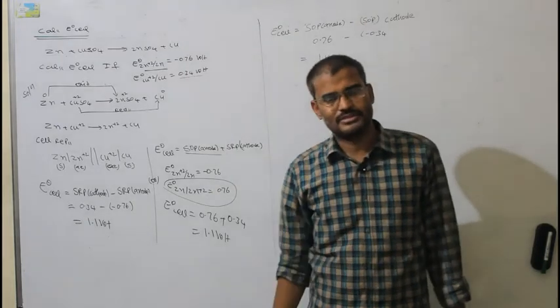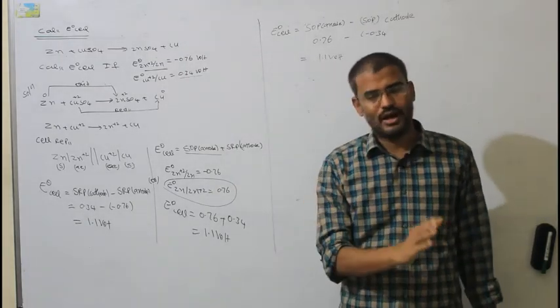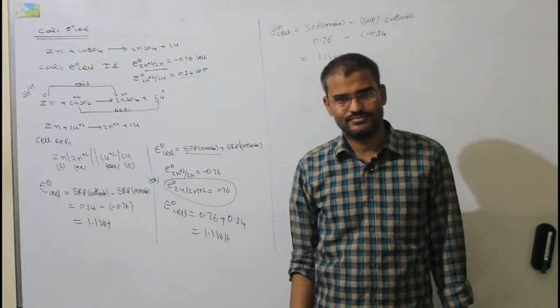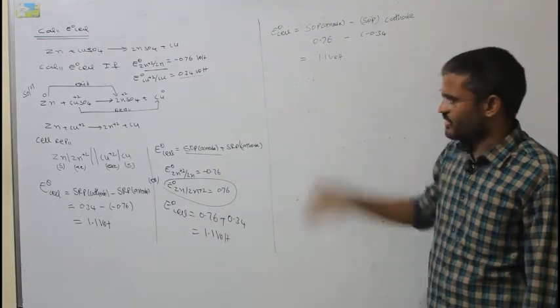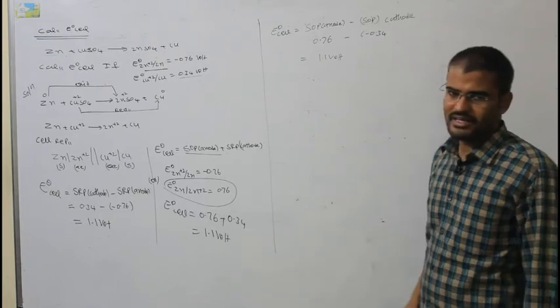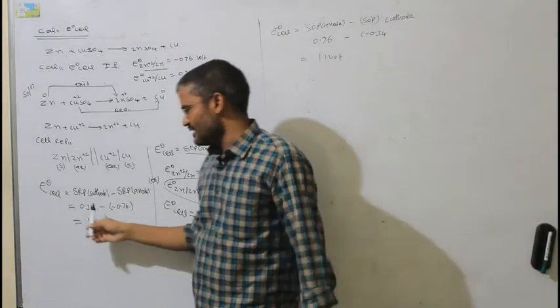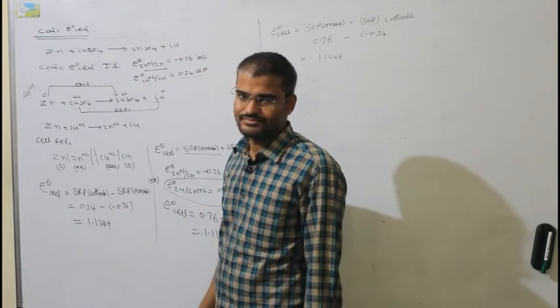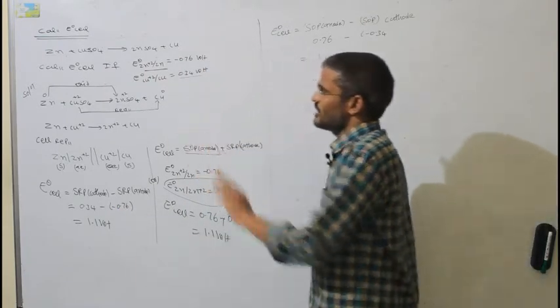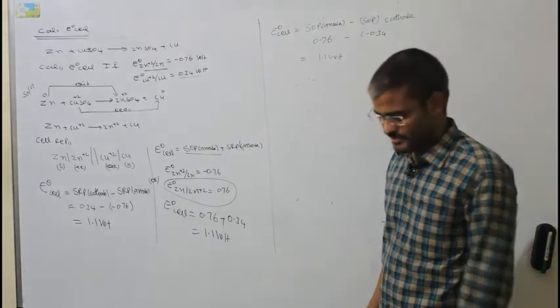Ion to atom, reduction potential; atom to ion, oxidation potential. With these three, any one you can use. But still I am telling you, most of our problems will be based on SRP of cathode minus SRP of anode. Okay, so this is one method of problem.